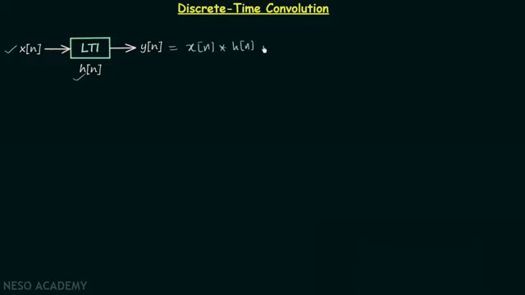Now let's see what we are required to do to get the result of convolution. We need to perform the summation of the product of two signals. The first one is x[k], and the second signal is h[n minus k], and we are required to perform the summation from k equal to minus infinity to k equal to plus infinity.